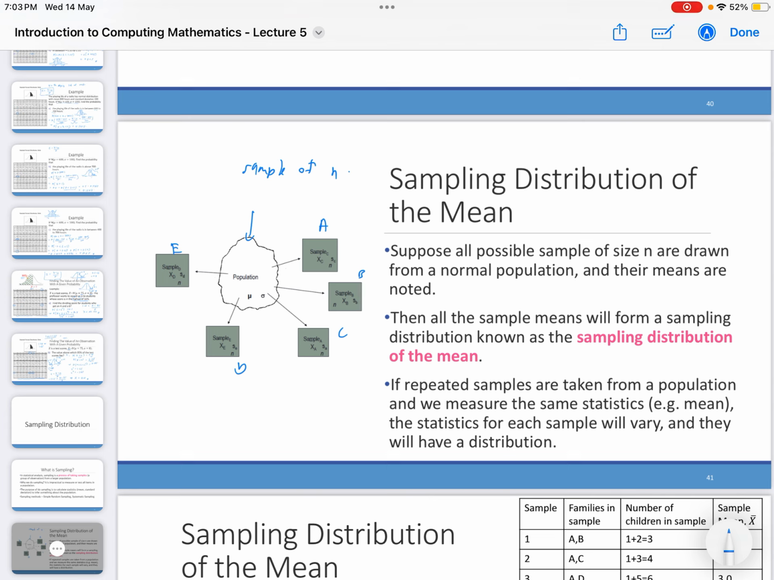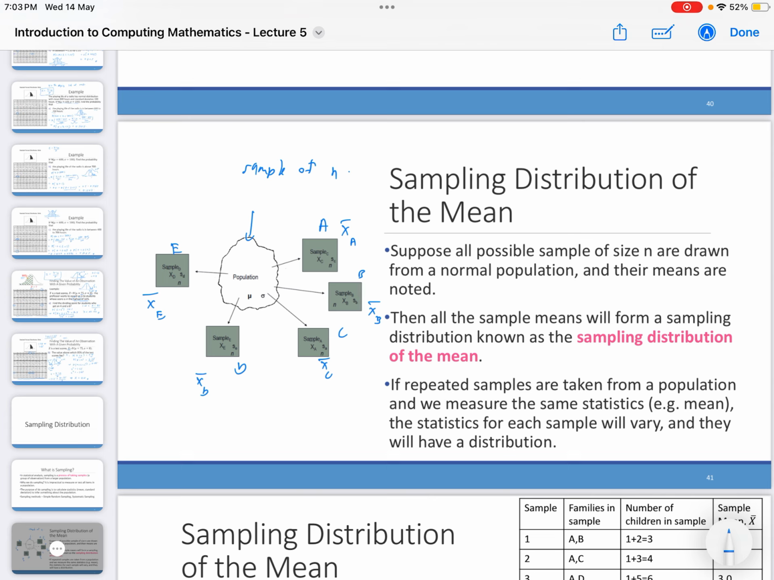And then for each sample, we calculate the mean. For sample A we have the mean x A bar, x B bar is the mean for sample B, for sample C we have x C bar, for sample D we have the mean x D bar, and this one is x E bar. So for each sample, we calculate the mean.